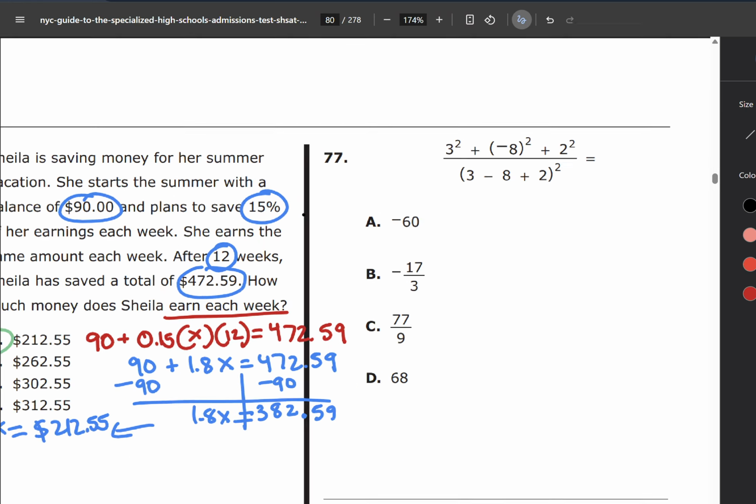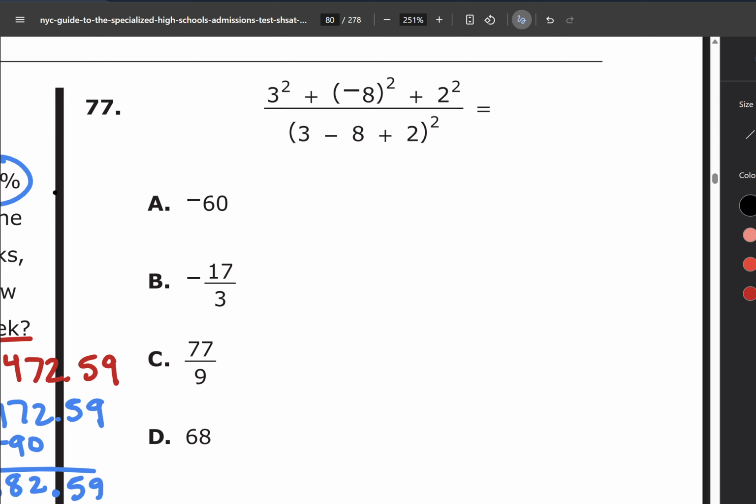All right, next question. So this is also a very easy question once you know what you're doing. So here I want you to remember PEMDAS, and I think what they really want you to know here is that when you have addition and subtraction right next to each other, we do not always do addition first. We do whatever operation comes first. So we'll see here. First we're going to start with the numerator: 3 squared is 9, plus negative 8 in parentheses squared, which is 64, plus 2 squared, which is 4. That is all over 3 minus 8 plus 2, and all of that squared.